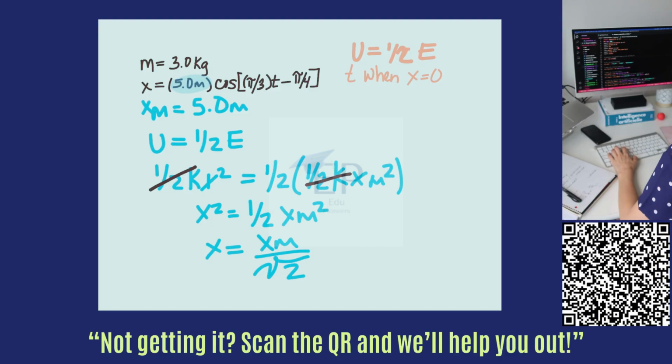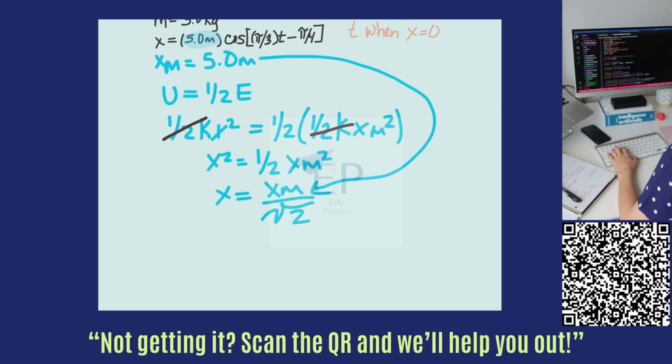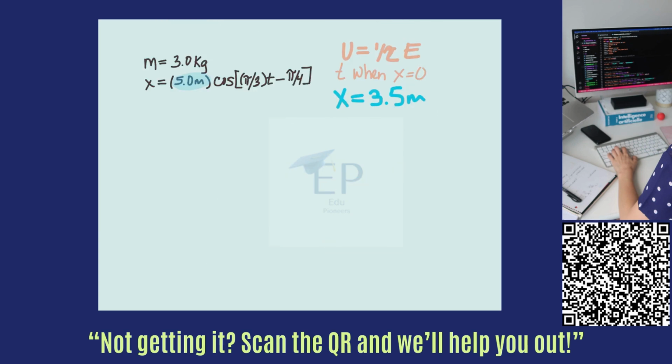Now, as we got from up here, we can substitute our 5 meters into our equation. So we end up with x equals 5 divided by the square root of 2, which gives us a value of 3.5 meters. All right, and now to find the time it takes for the particle to move from equilibrium to 3.5 meters, we're going to plug this value into this equation here.